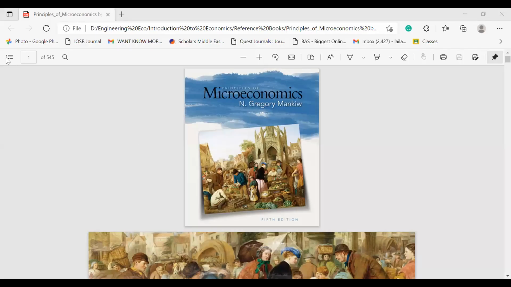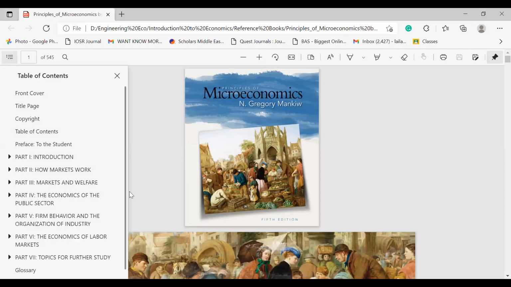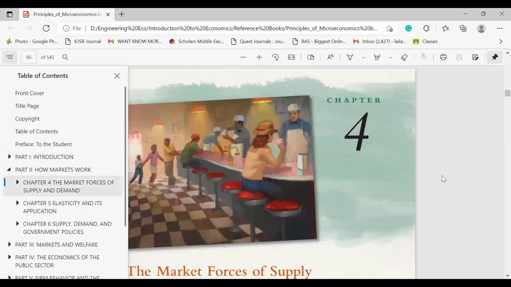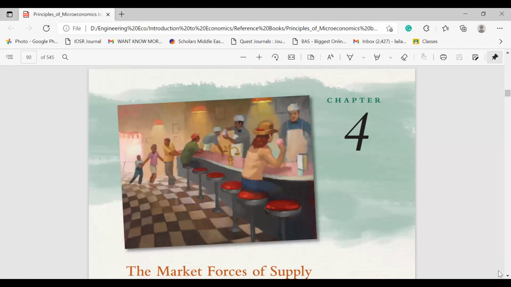Okay, so in today's class, we will start a totally new topic, which is about the demand side and supply side of an economy. So again, for that purpose, we will follow our reference, which is microeconomics, and we will follow part 2, that is how market works. And in this part, we will follow chapter 4, which is about the market forces of demand and supply.